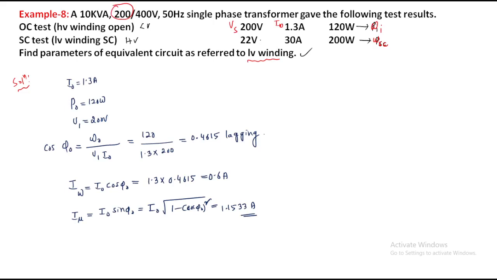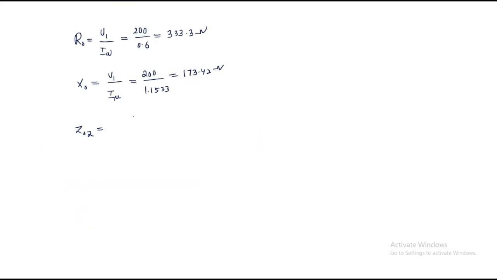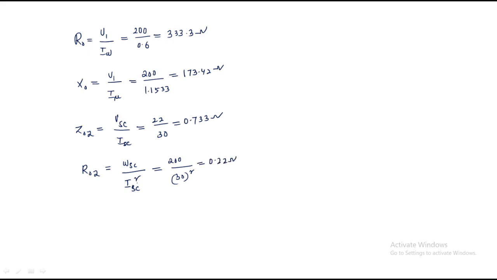Load side, right? This voltage by this current, that is VSC by ISC. What is the answer? 22 by 30, which is 0.733 ohms. And then equivalent resistance R02, copper loss divided by ISC whole square, right? 200 by 30 whole square, we will get 0.222. Just only if you know the formula, you will get the answer. These are the formulas to calculate the parameters.